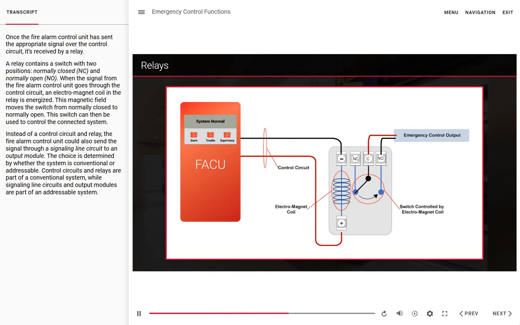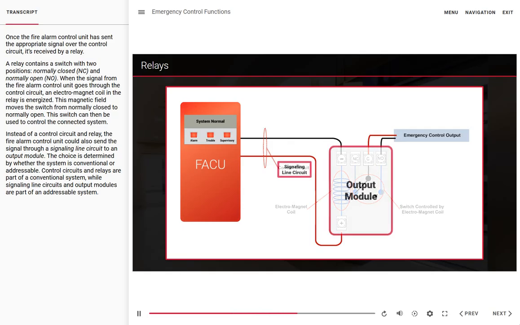Instead of a control circuit and relay, the fire alarm control unit could also send the signal through a signaling line circuit to an output module. The choice is determined by whether the system is conventional or addressable. Control circuits and relays are part of a conventional system, while signaling line circuits and output modules are part of an addressable system.